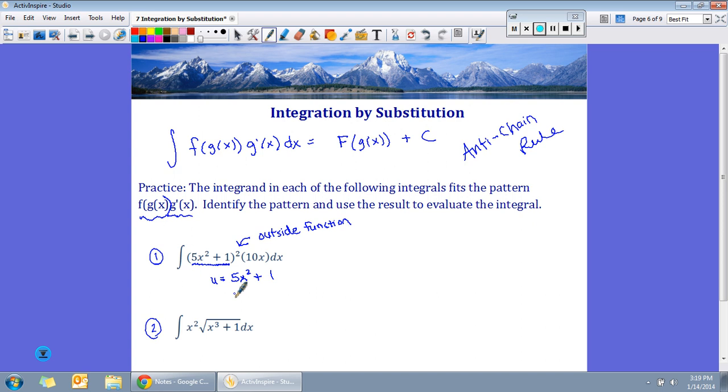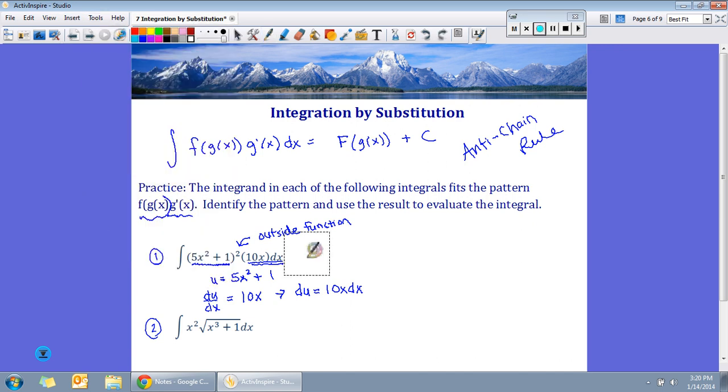Then we need to identify what the derivative of u is. Now normally we write the derivative as du dx or u prime of x. So if we write du dx, all we do is take the derivative of u. So the derivative is 10x. And we have that, fortunately, so what we do then is we write du equals 10x dx, so that we can rewrite our integral to be just in terms of u.